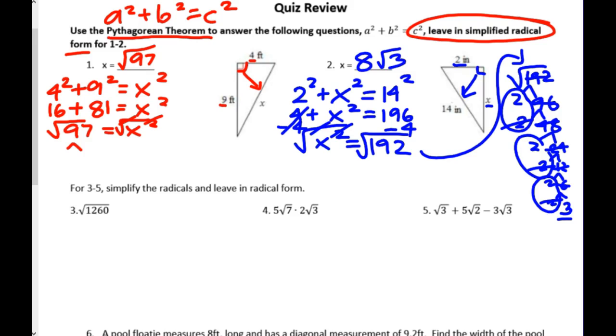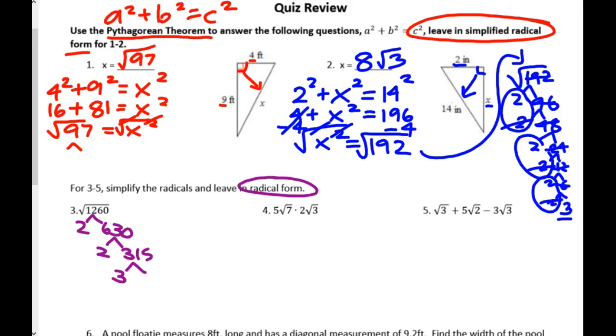If that wasn't enough practice, let's try another one. So number 3, just do the factor tree stuff, because it says again, radical form. So, is it even? So it's divided by 2. 2 times, what's half of 1260? 630. That's even, so it's divided by 2. 2 times. Okay, 315. Not even, so let's try 3 now. Does 3 go into 315?